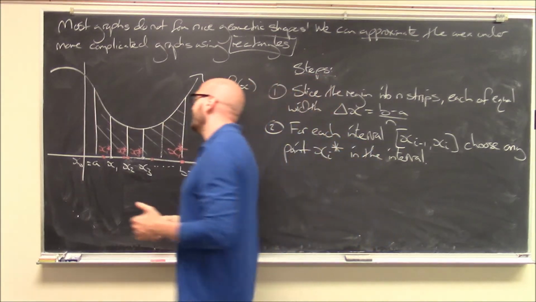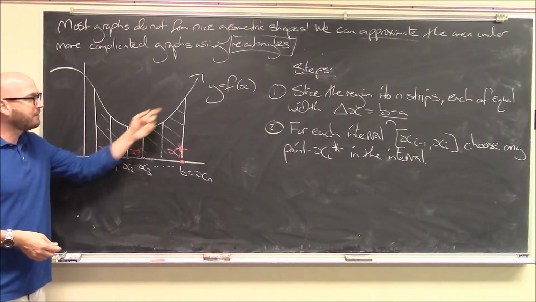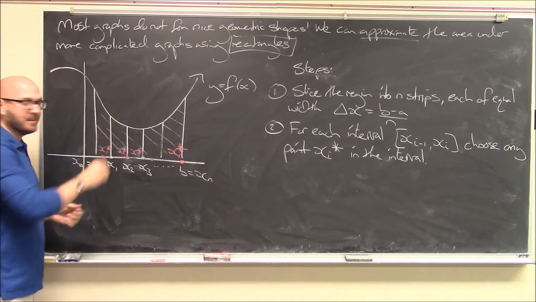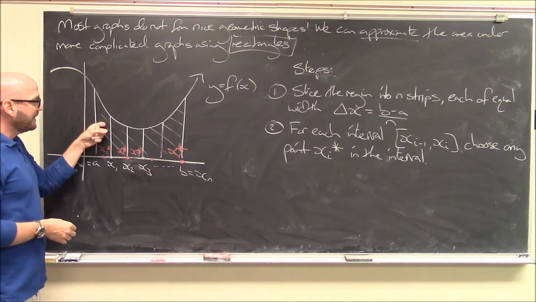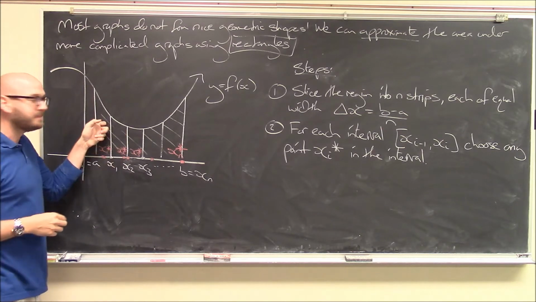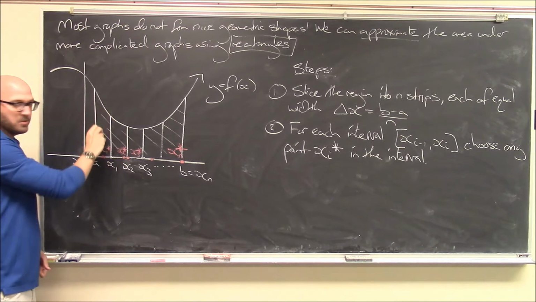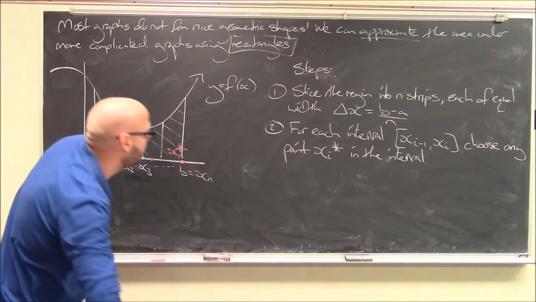The problem with this is computing the area of each individual strip is just as hard as finding the area of the original, because my tops are still curvilinear. They're not nice geometric shapes. So finding the area of this strip is just as hard as finding the area of the whole thing. But what we're going to do is approximate the area of each strip. We're going to approximate the area of this whole strip here with a rectangle.